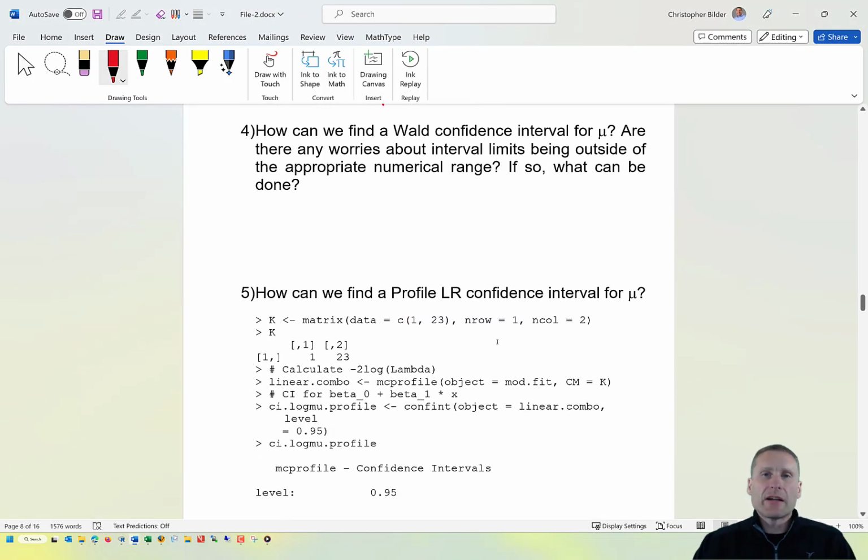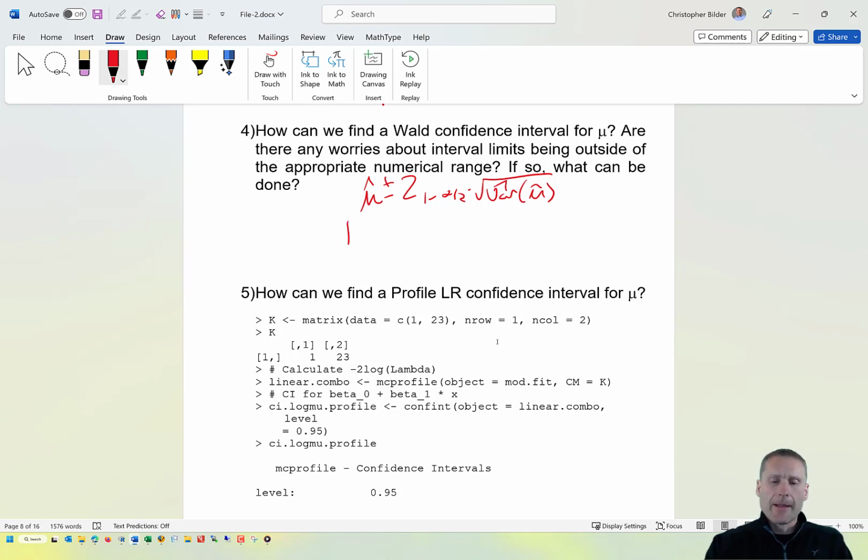Well, what about finding a Wald confidence interval for mu? How would we do that? Well, one way would be to do mu hat plus or minus the value from the standard normal distribution times the square root of the estimated variance of mu hat. We saw a very similar equation before when we didn't have explanatory variables. This has problems because it does not prevent, let's say, having a negative lower bound, which of course you can't have when you're dealing with counts.